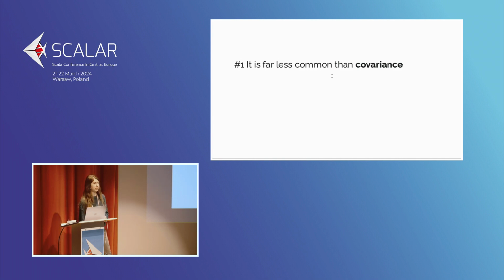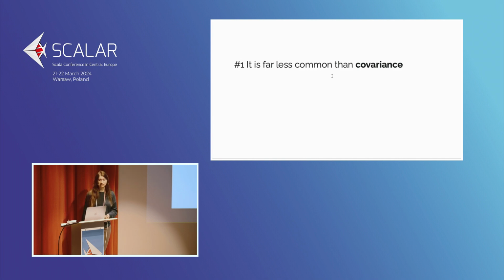The first one is it's far less common than covariance. You encounter covariance very early in your Scala journey. As soon as you start looking at collections or error types, anything like an Option or an Either or a Try, you'll come across covariance pretty quickly. Whereas contravariance, not as widespread, right?